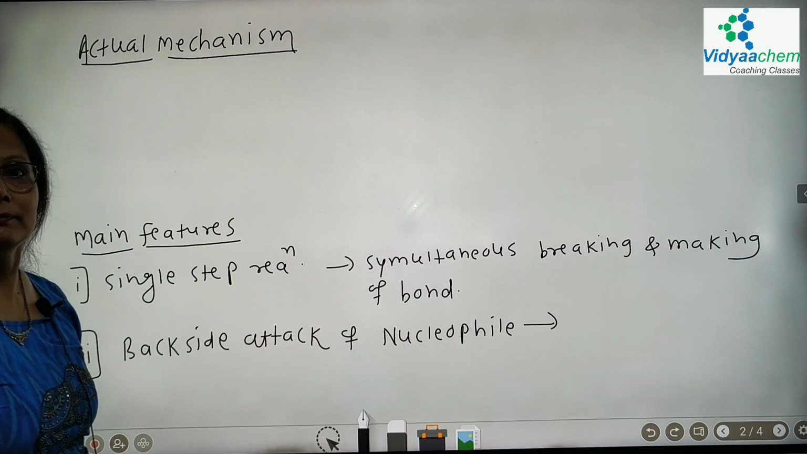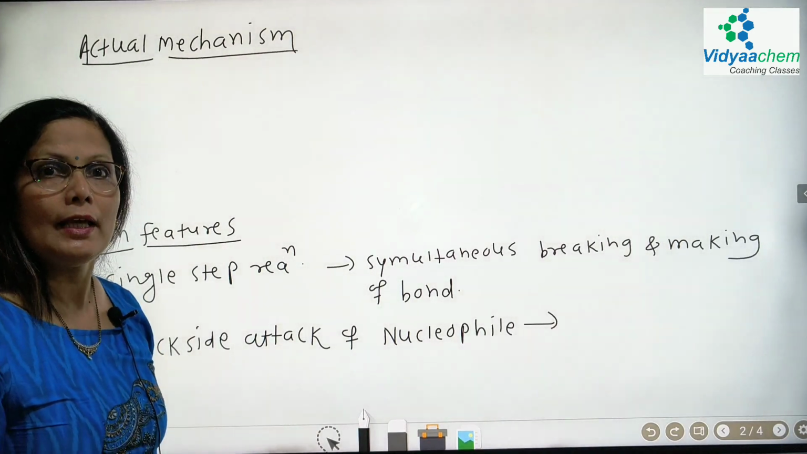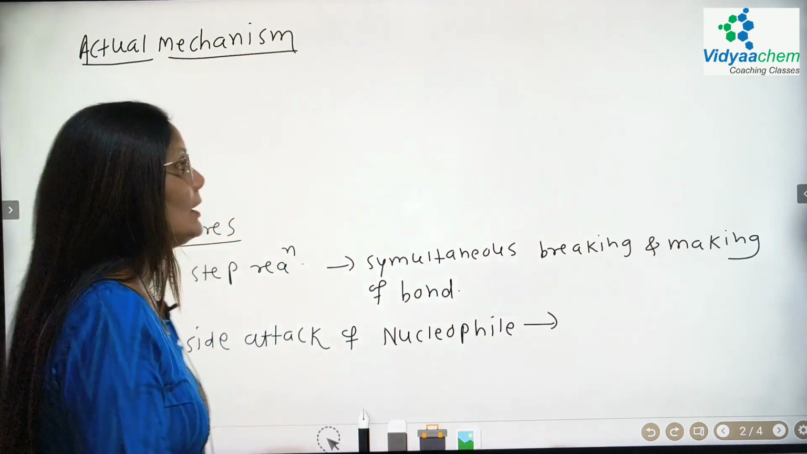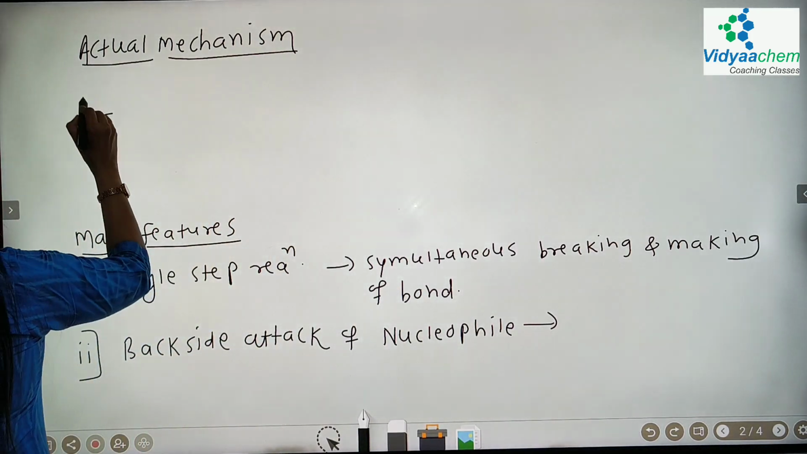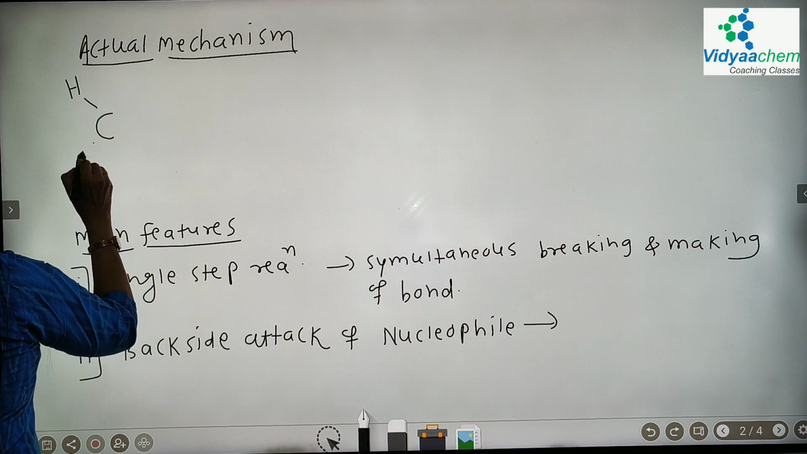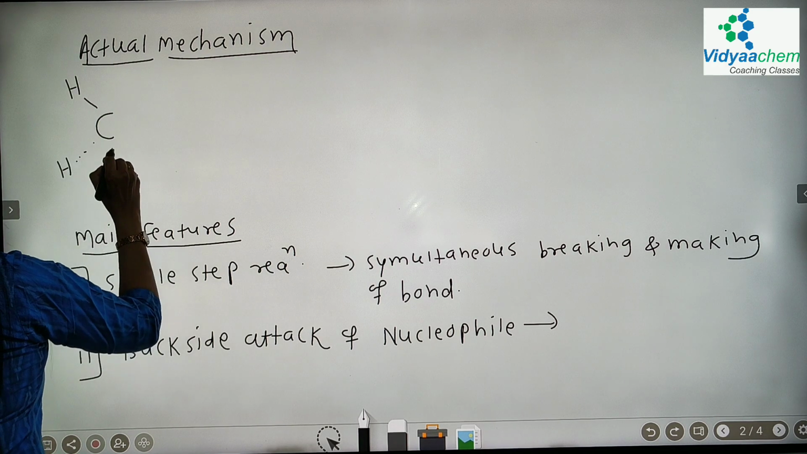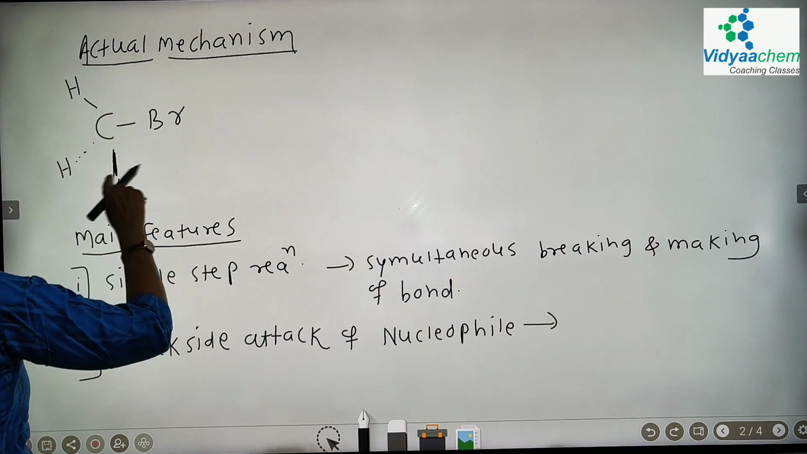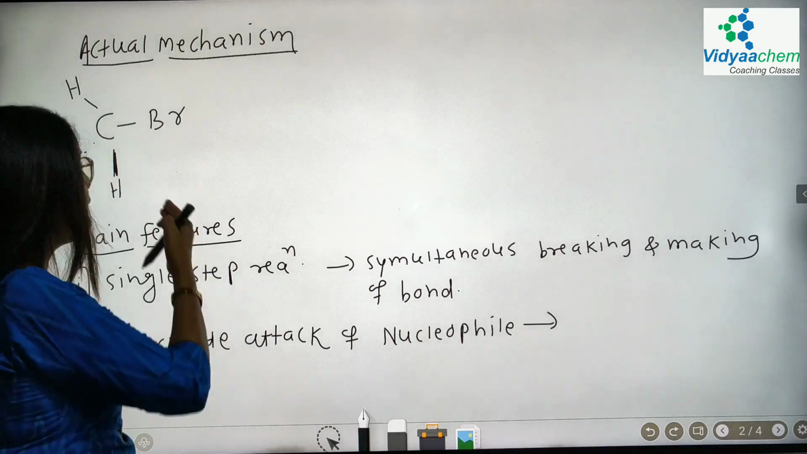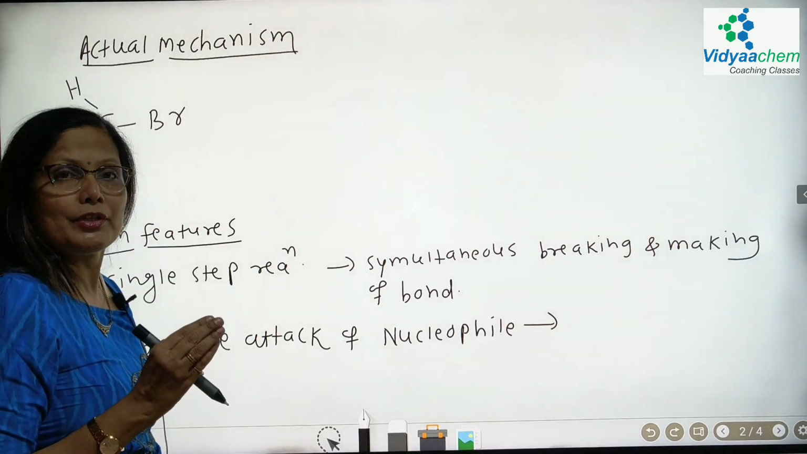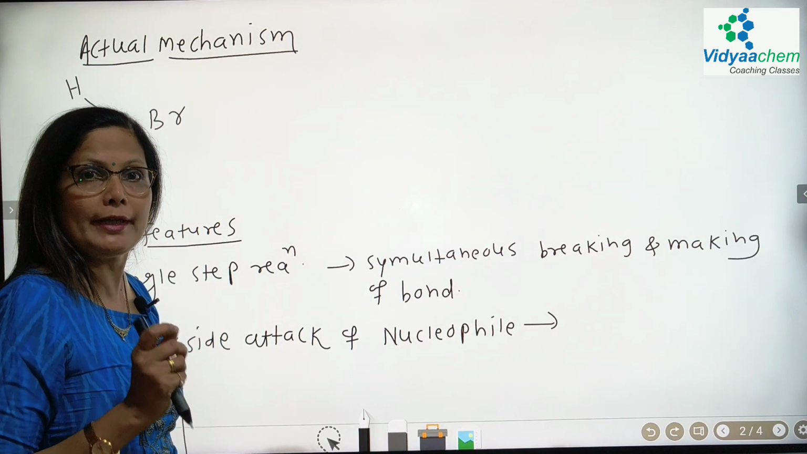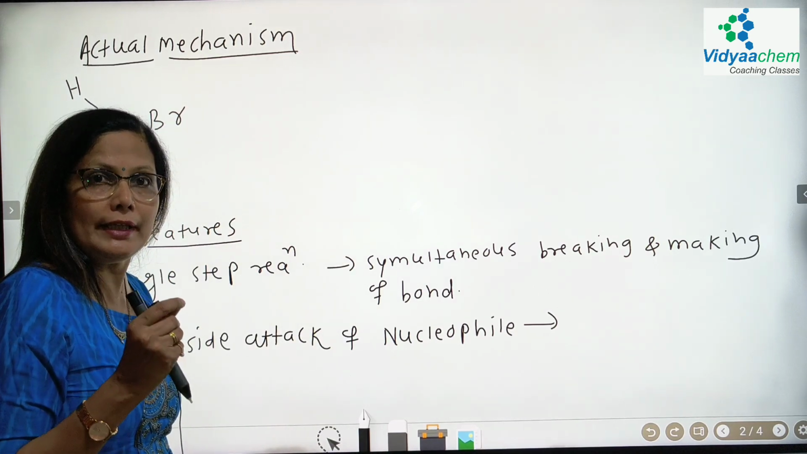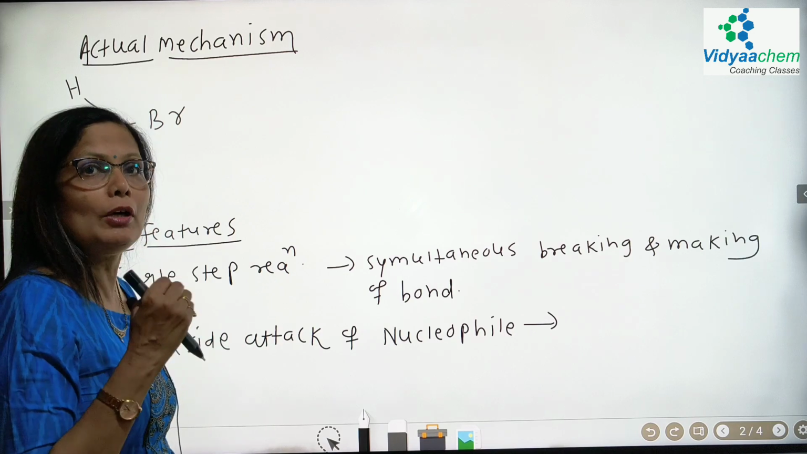Next, the actual mechanism: how that reaction takes place. Mechanism means step wise description of that reaction. So this is your substrate, CH3Br, methyl bromide. This is a wedge formula. Normal line means those groups are present in the plane. Dotted wedge means behind the plane, and solid wedge means those groups are present above the plane.